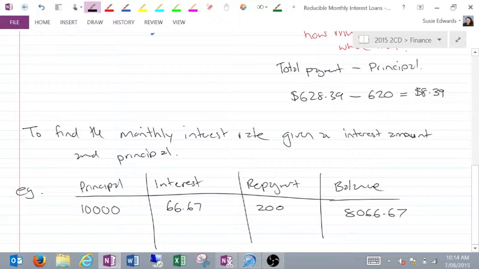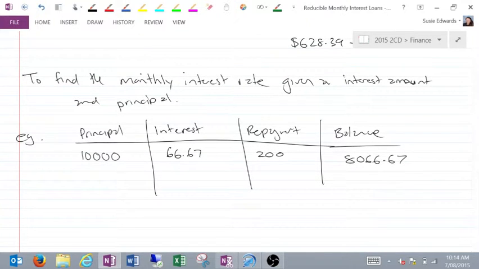Okay, how do you think we actually find the interest rate? The interest rate. So I've told you what an interest amount is.